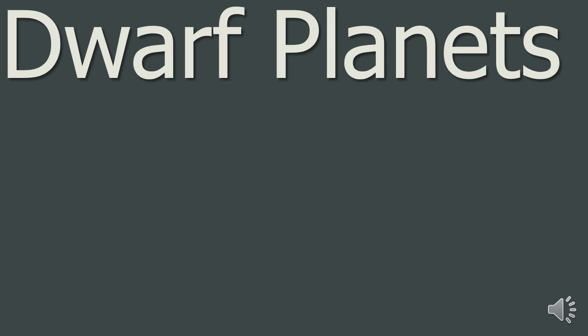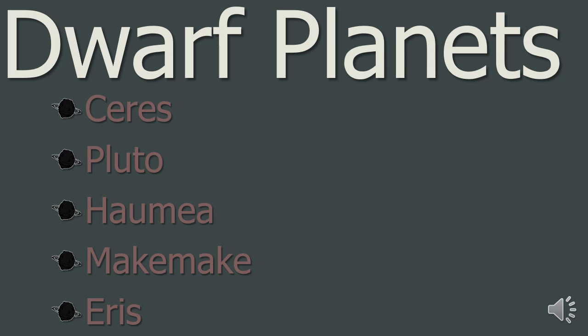There are currently 5 dwarf planets in total. In order of the distance from the Sun, we have Ceres, which is in the main asteroid belt, which is between Mars and Jupiter. All of the other dwarf planets are in the Kuiper belt. These dwarf planets are Pluto, Haumea, Makemake and Eris.